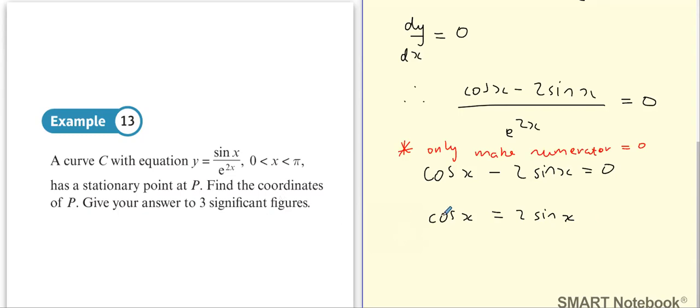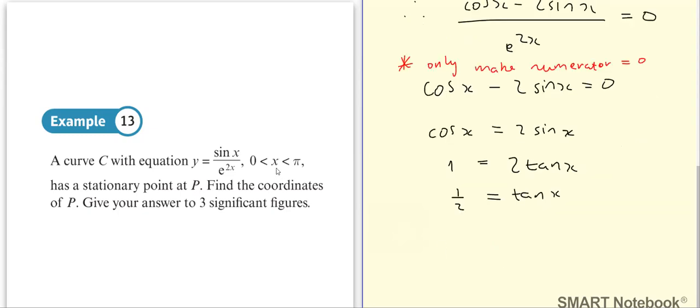Divide both sides by cos x. That's good because we want to get tan x. Yeah, so I get 1 equals 2 tan x. So tan x is equal to a half. And we only want x between 0 and pi, so we are only looking at the top half, only one angle in A.